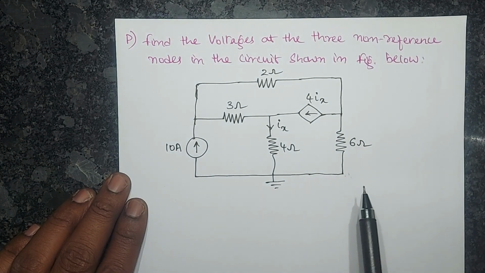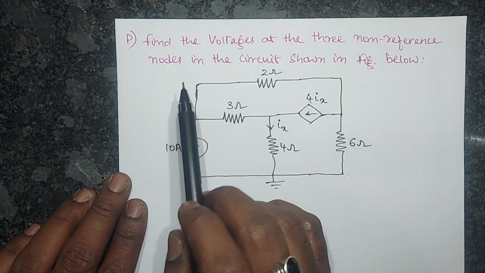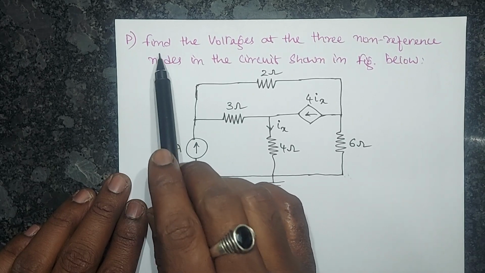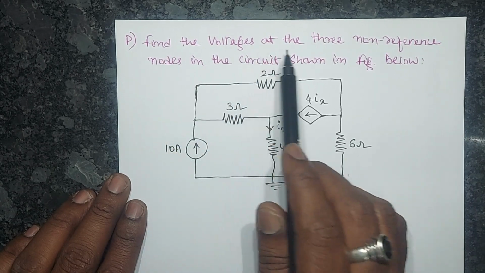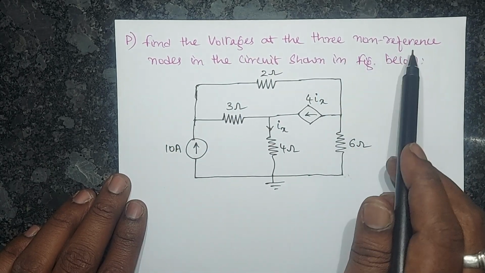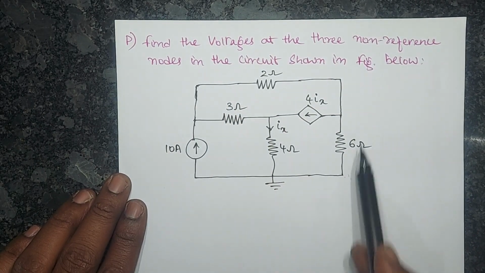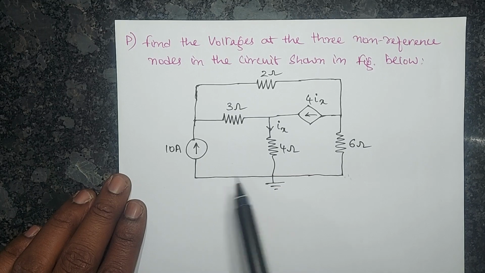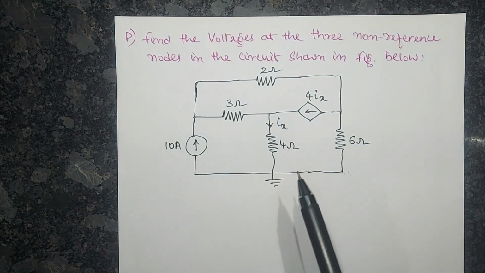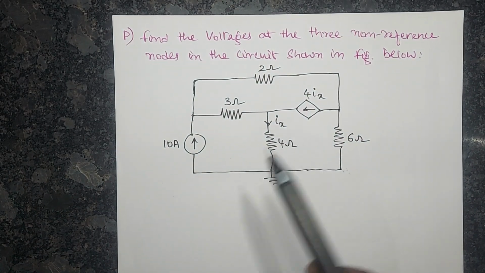Now, this is a numerical problem: find the voltages at the three non-reference nodes in the circuit shown in the figure below. So this is the circuit diagram. In this circuit diagram, what is the first step? We have to identify the reference node and the non-reference nodes.